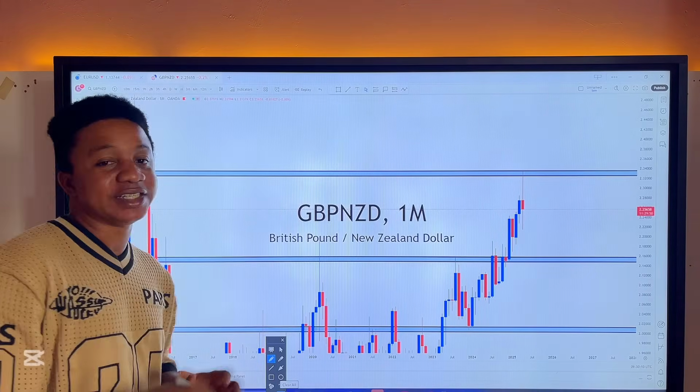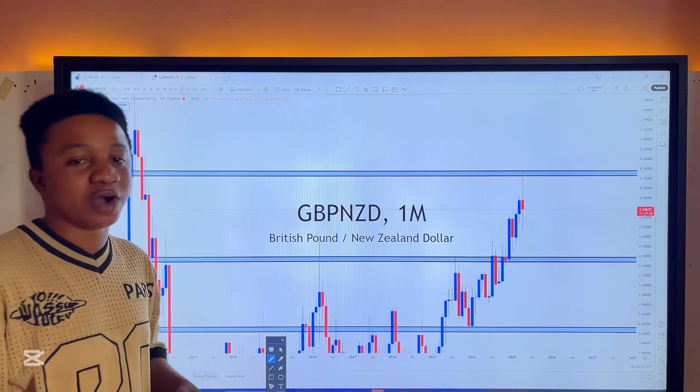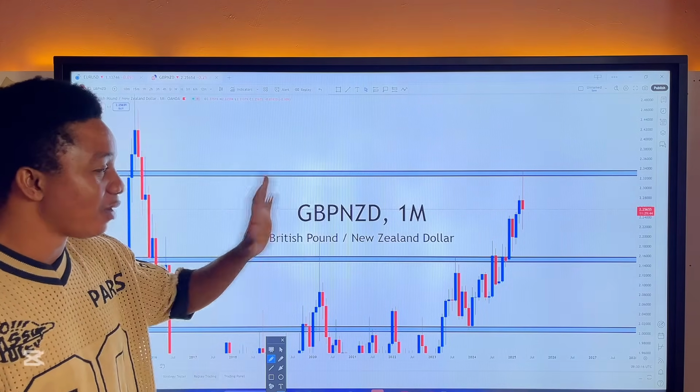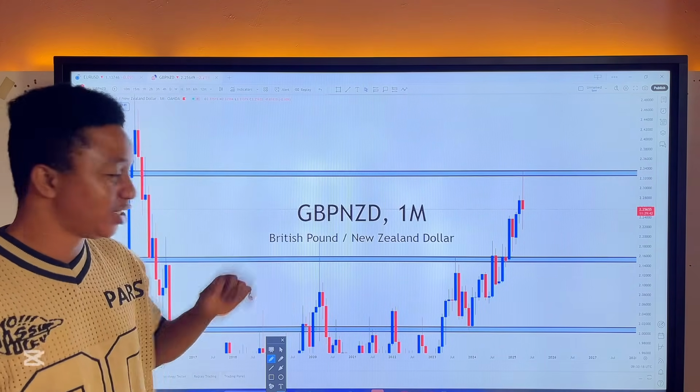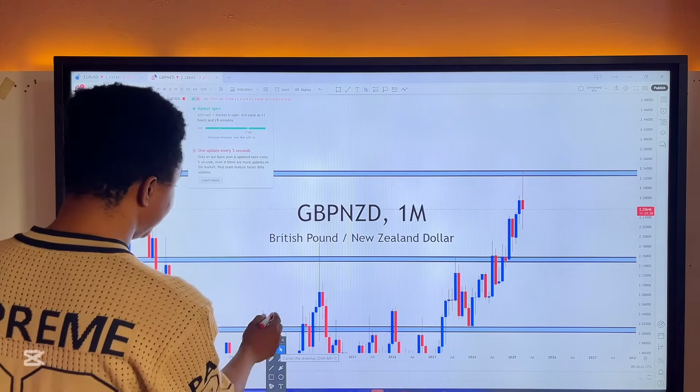But this question is going to be answered as we try to put meaning into the analysis that we are seeing, or the technicals that we are going to find out on this pair. So let's go to weekly. What is the weekly telling us? Let's go to weekly.